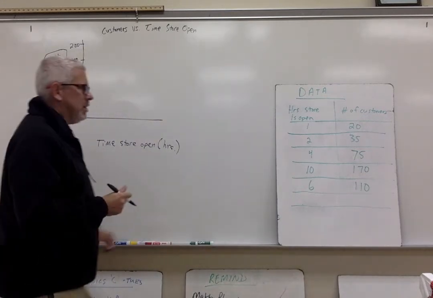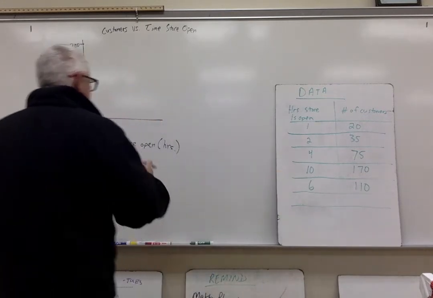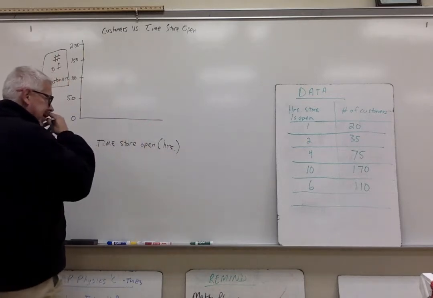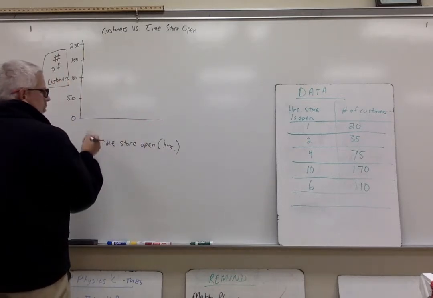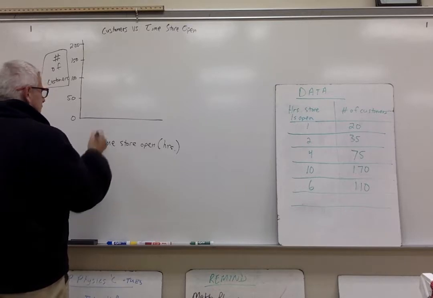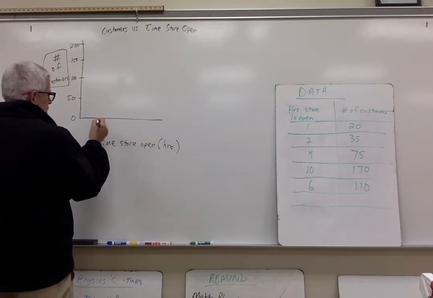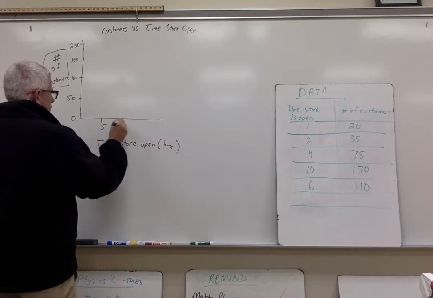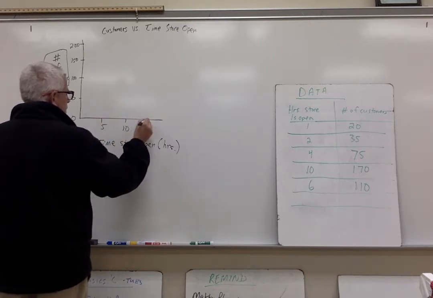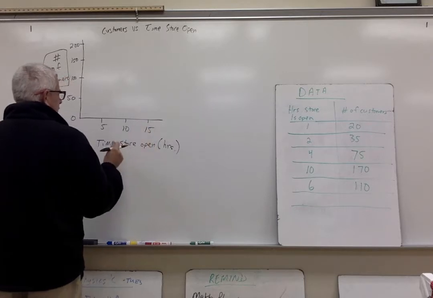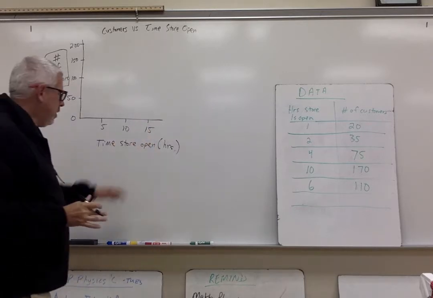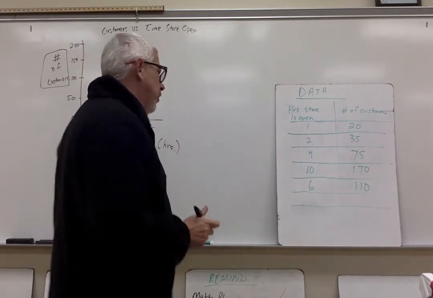So on this axis, I go up to 10. It seems like 10 should be enough, but I might want to be a little bit bigger than that. So I might go up to 15 just in case I collect more data later on. So I might go by 5. So I'd say 5, 10, 15. And I know that's not using up all the space, but I want you to understand that you don't have to use up all the space.